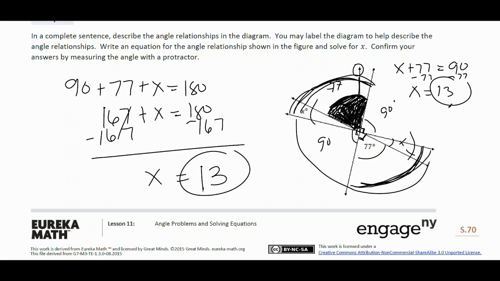I promise you guys, if you use your protractor and measure these angles, you will see that they have the same measurement, and I will not question the protractor. I just need to see how you're going to solve it. Okay?